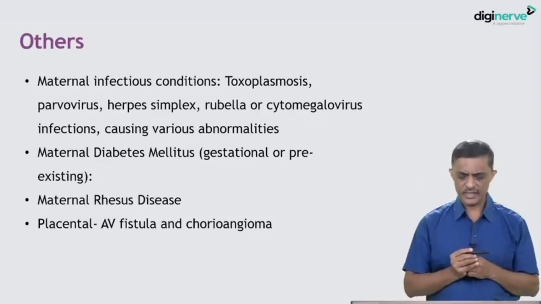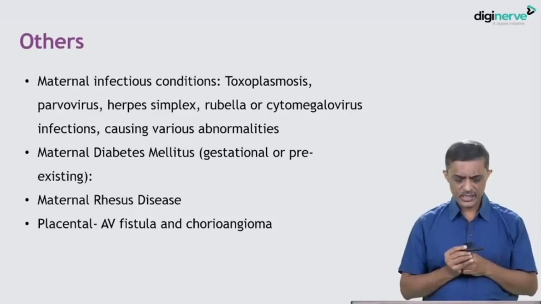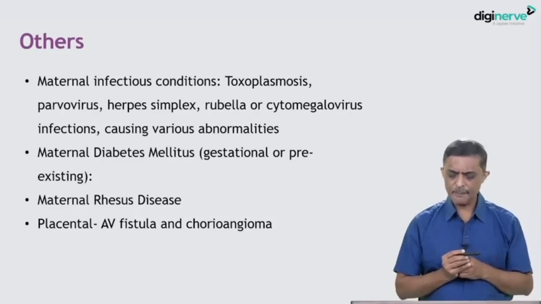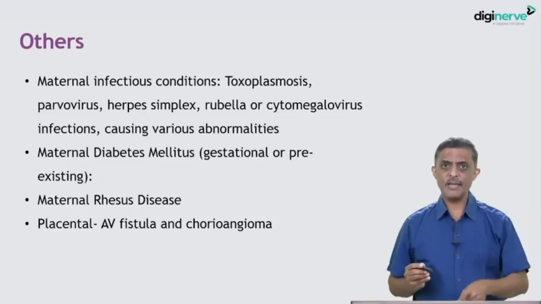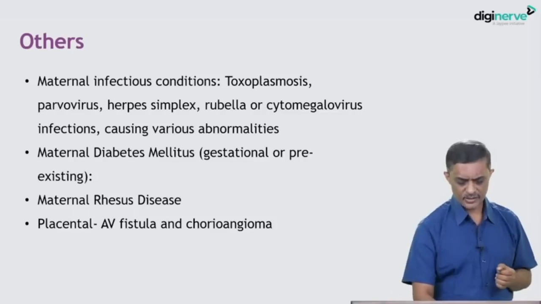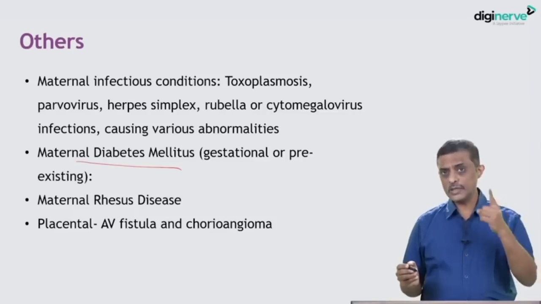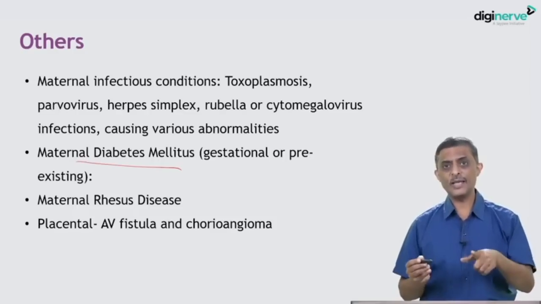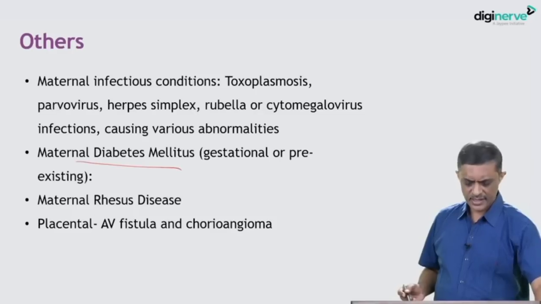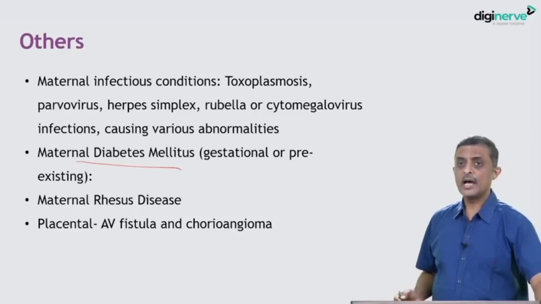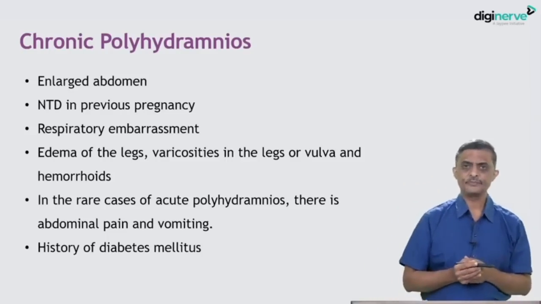Maternal infections like toxoplasmosis, parvovirus, especially B19, herpes simplex, rubella, CMV can cause abnormalities and also polyhydramnios. And I have just told you maternal diabetes mellitus. Pre-existing without vasculopathy can result, but with vasculopathy you usually expect oligohydramnios. Rhesus disease and placental problems like arteriovenous fistula and chorioangioma of the placenta.